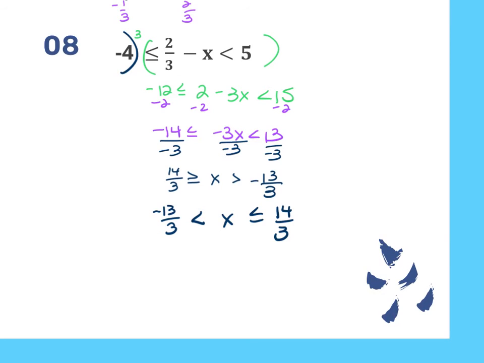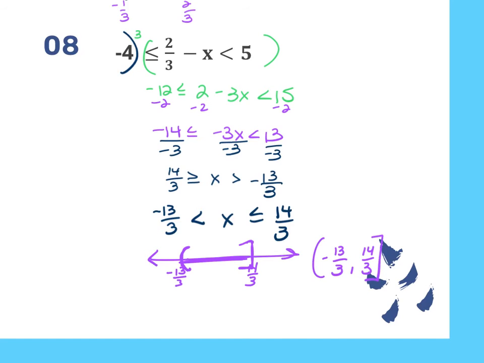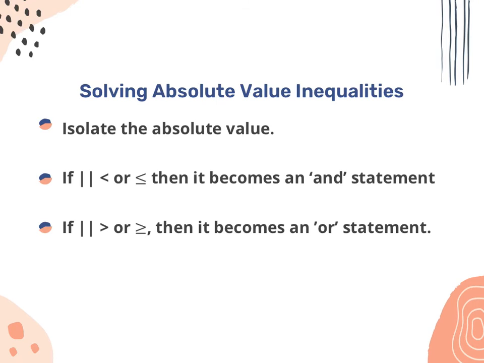So then the answer on the number line, negative 13 thirds, 14 thirds. The 13 thirds gets a parentheses, the 14 thirds a bracket, shade it in between, and my interval notation mirrors that, parentheses on the 13 thirds, bracket on the 14 thirds. Because I want to get to this.